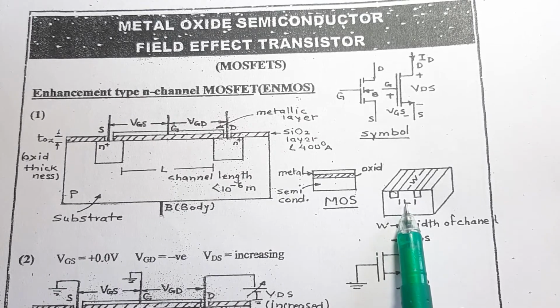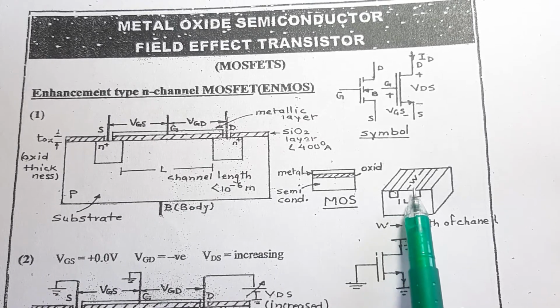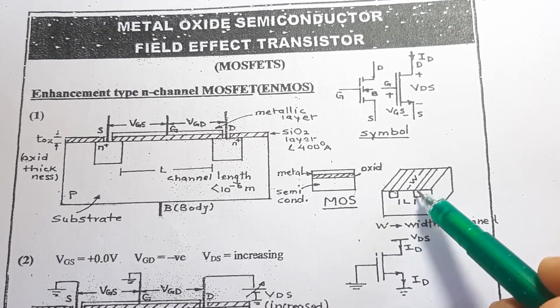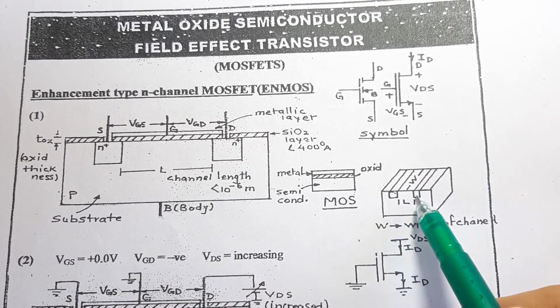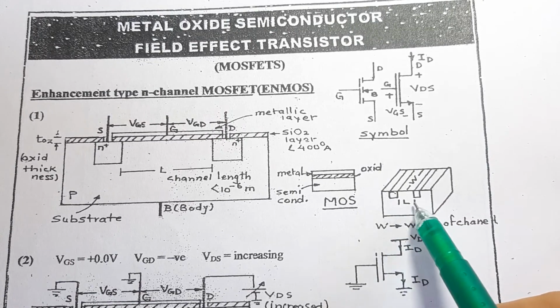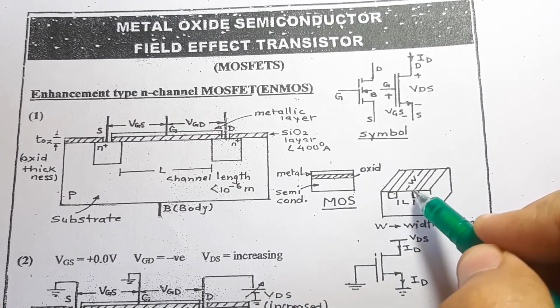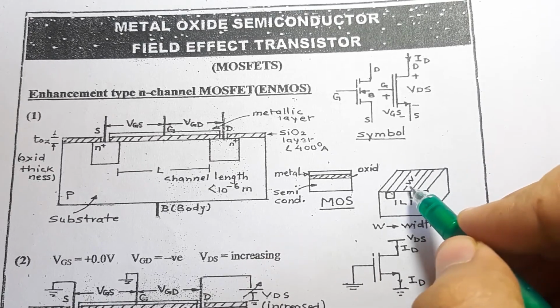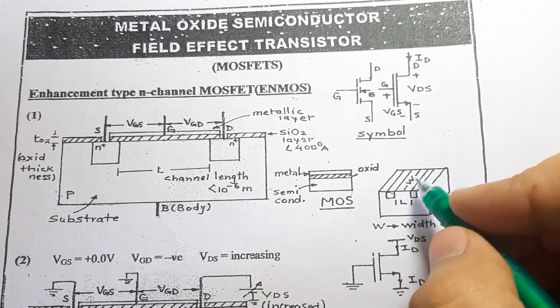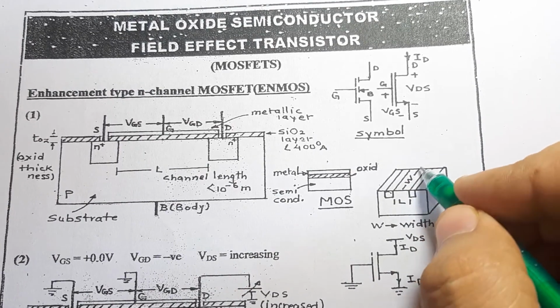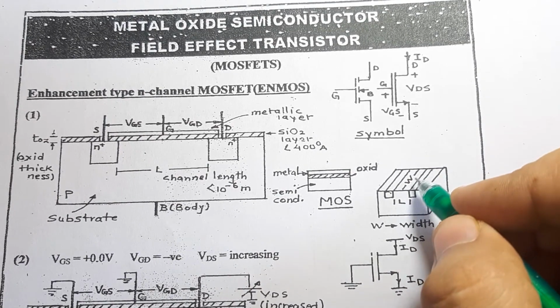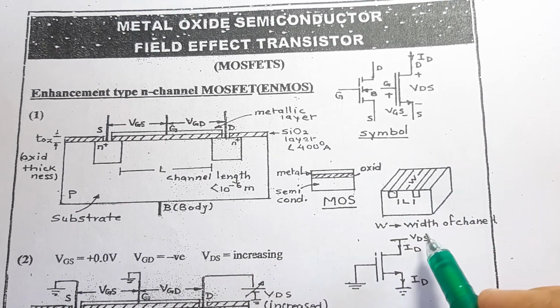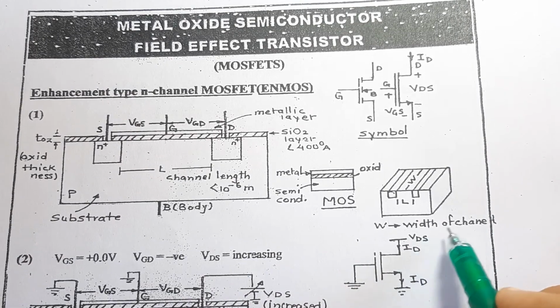That is nothing but the length of the channel. And when you see the side view of the diagram, the length between the insertions is given by L, and W is given as the width of the entire metal oxide semiconductor, or the entire body, or in other words, the width of the channel.